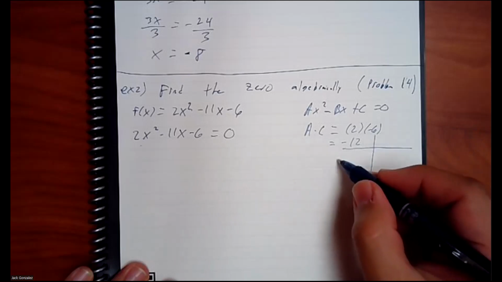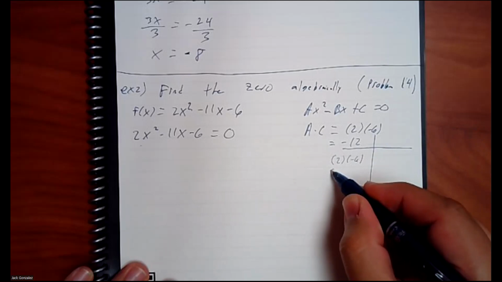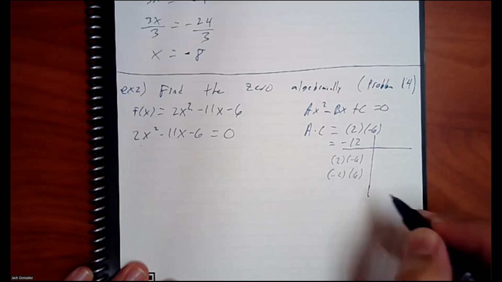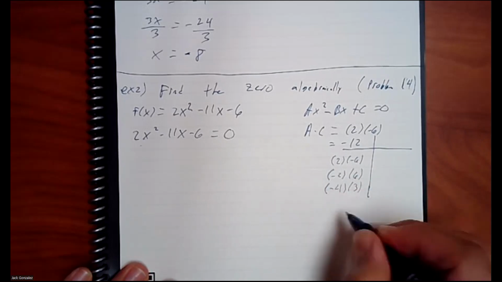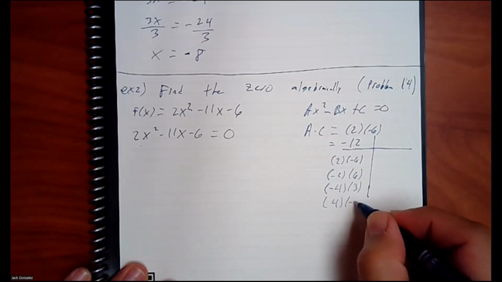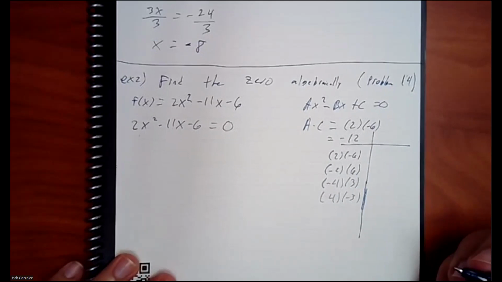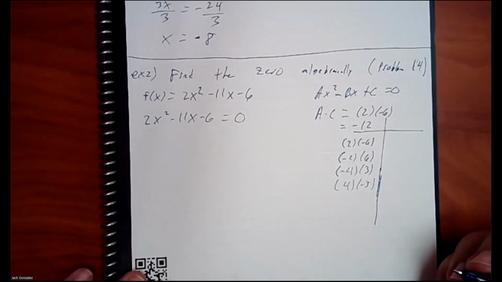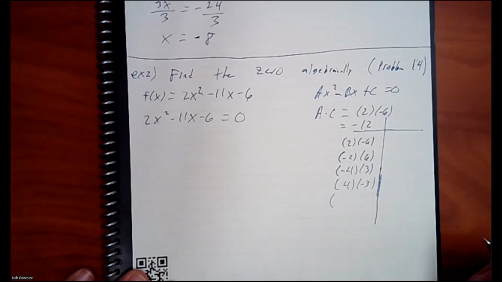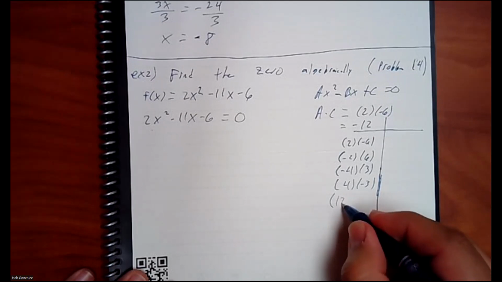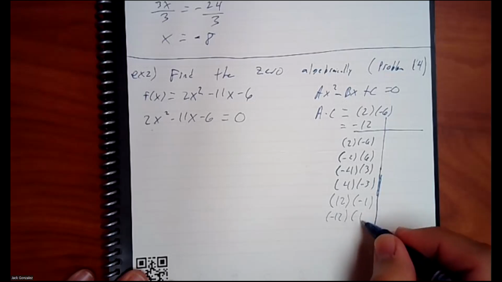Okay, so we got 2 and -6, -2 and 6. We got -4 and 3, right? 4, -3. All right, what else we got here? -12 and -1. Yeah, I think that's going to be the one we want, right? One of these.